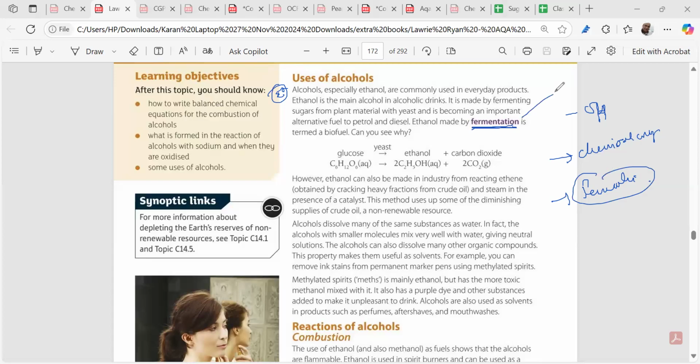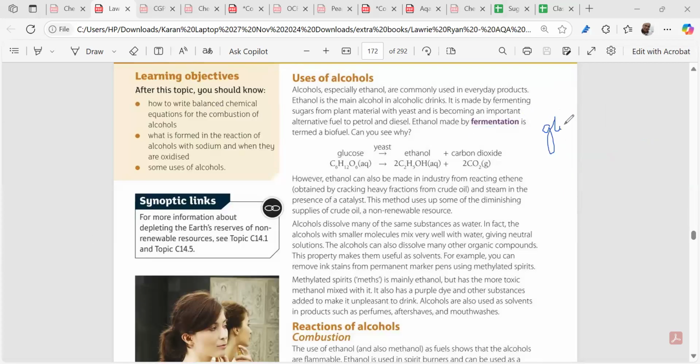We'll be linking this to the atmospheric paper, that chapter, right? Fermentation is a biological way. How do you do that? We take any glucose source. This is the winemaking industry that uses this process, right? The fermentation process has been done for many hundreds of years.